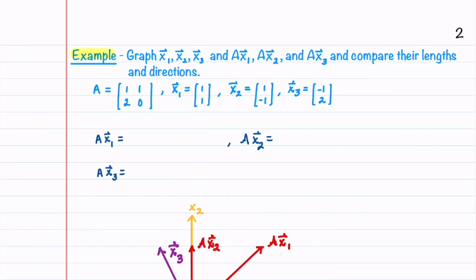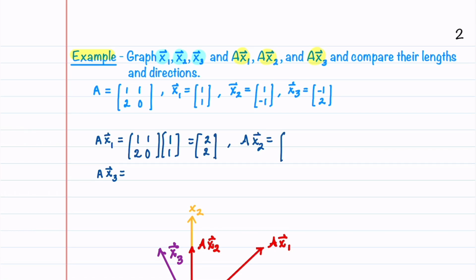Let's now look at some transformations Ax1, Ax2, and Ax3 and see how their lengths and directions compare to x1, x2, and x3. We'll begin by multiplying matrix A by vectors x1, x2, and x3. Ax1 is the matrix 1, 2, 1, 0 times the vector 1, 1, and that gives us the vector 2, 2.